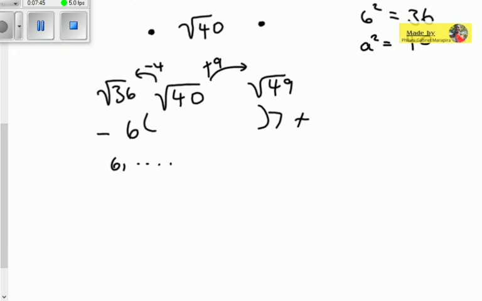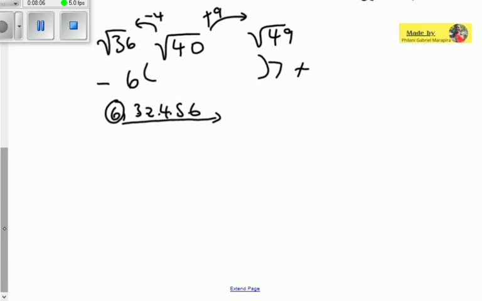If you're just going to find the answer on a calculator, it will give you 6,32456. So you can see this is an irrational number, and you can see that it is not less than 6, it is not greater than 7, so it is between 6 and 7. That is the importance of positioning that surd between two whole numbers.